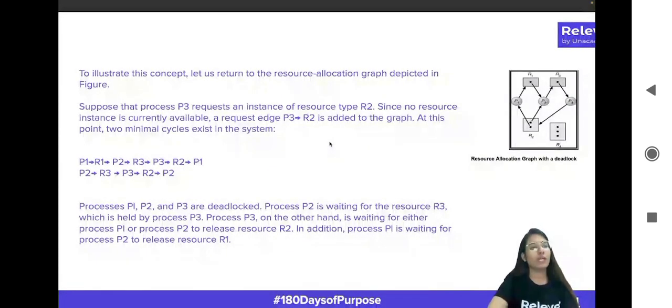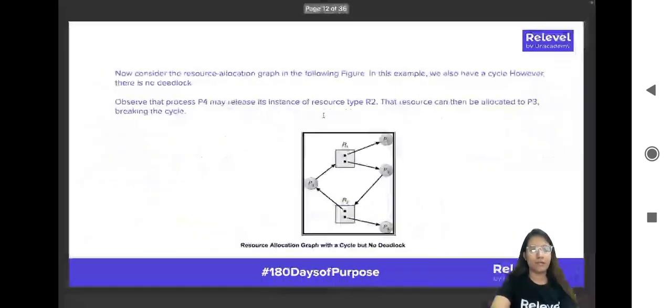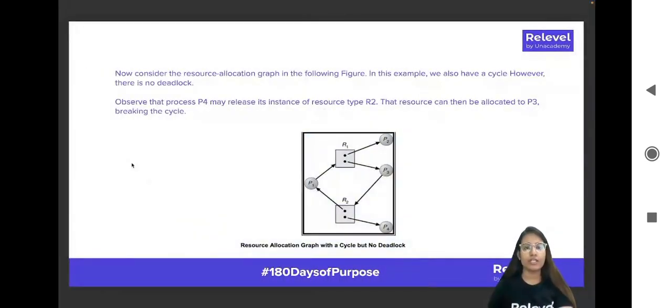So just by looking at the resource allocation graph, you can sometimes prove whether there is a deadlock or not in the entire system. Let's take a look at the next diagram. Consider this figure. In this example, we have a cycle. There is a cycle. However, there is no deadlock over here. And understand this very clearly.